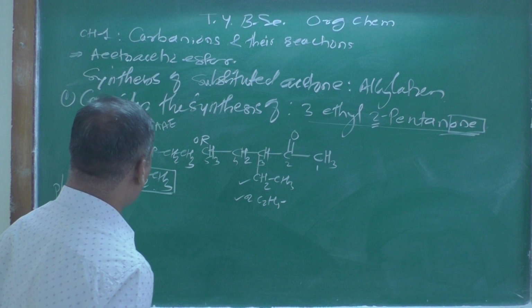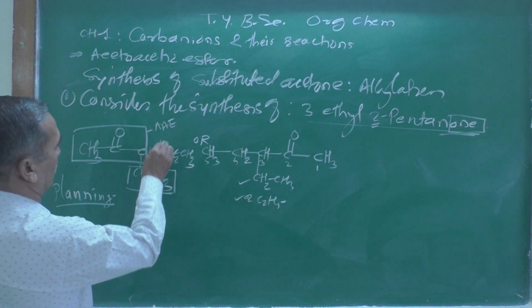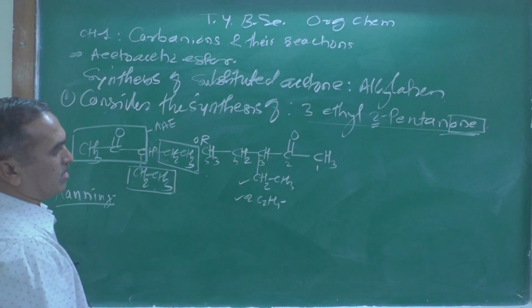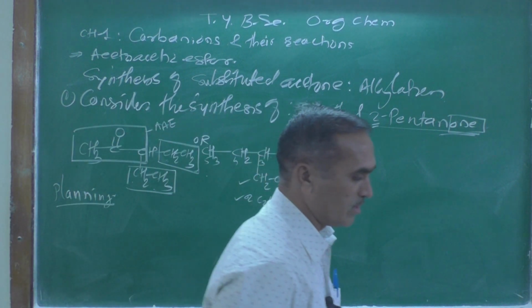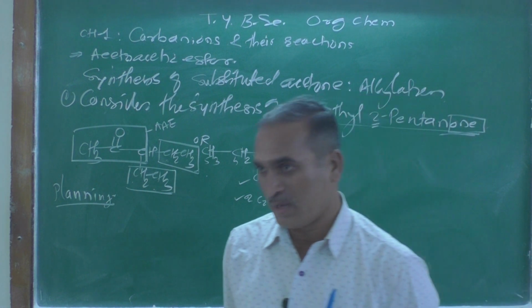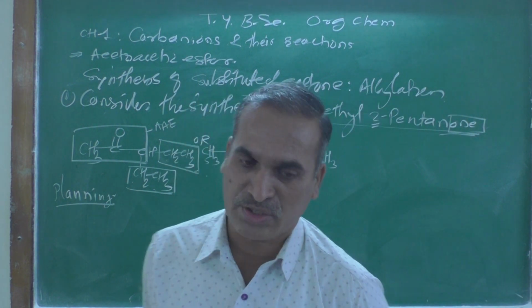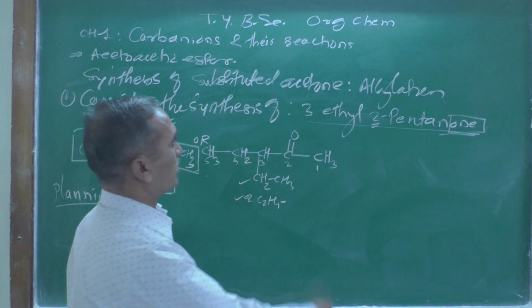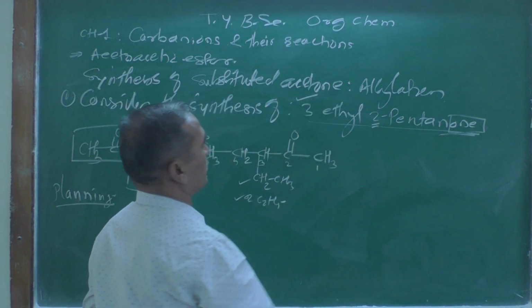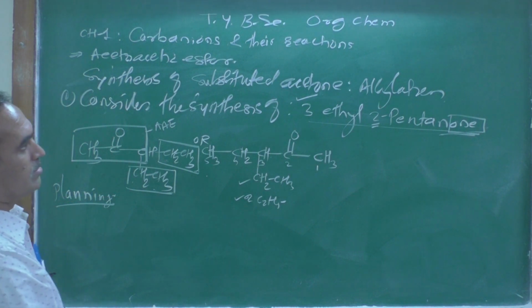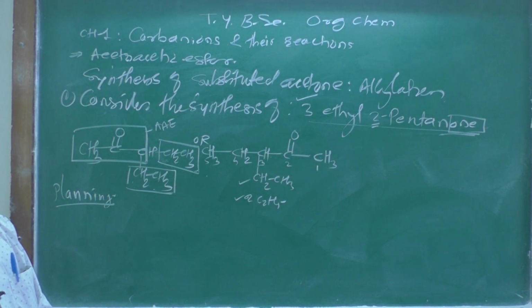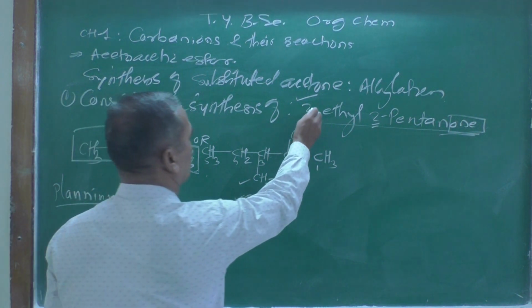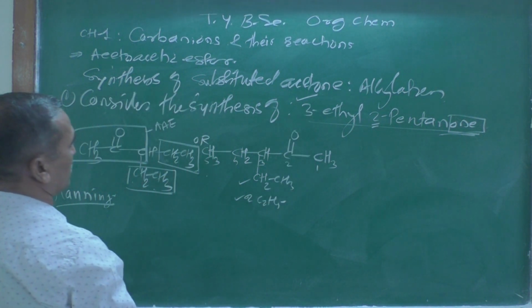You can use ethyl chloride. Look at here also, here also CH3 CH2, this part is also coming from the same alkyl part. So you have to do double alkylation over here, and you will get your resulting compound. That means here the synthesis of 3-ethyl 2-pentanone using acetoacetic ester.